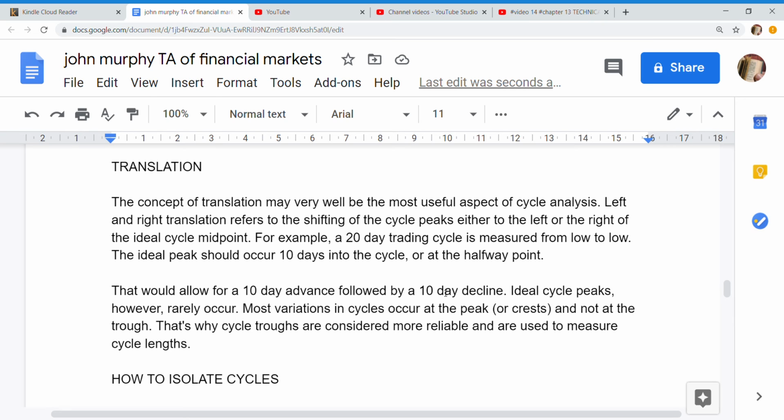Ideal cycle peaks, however, rarely occur. Most variations in cycles occur at the peak or crests and not at the trough. That's why cycle troughs are considered more reliable and are used to measure cycle lengths.